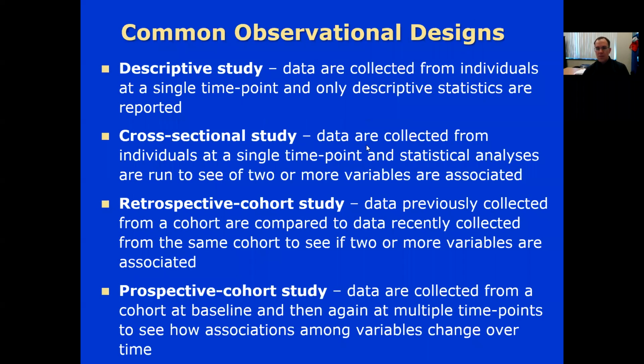Now here are some common observational designs. The first is a descriptive study, where data are collected from individuals at a single time point and only descriptive statistics are reported, such as the percentage of individuals in a particular physical activity group, those that are and those that are not. Maybe age or weight, does that have an influence on potential physical activity? But you would just report the mean, which is the average, and the standard deviation for that. We'll talk more about standard deviation later on in the course.